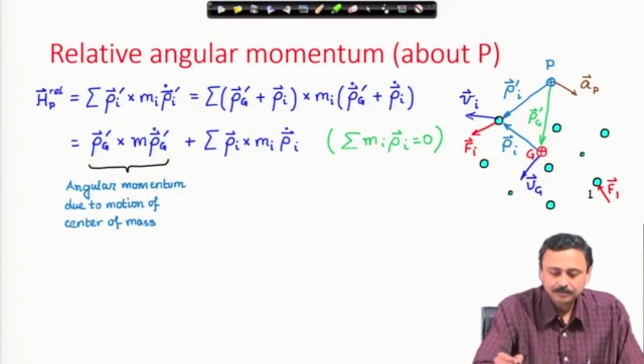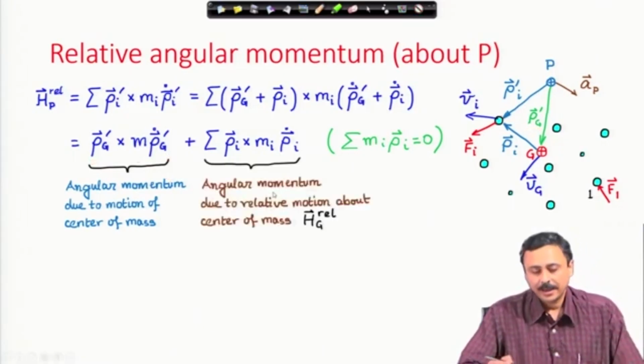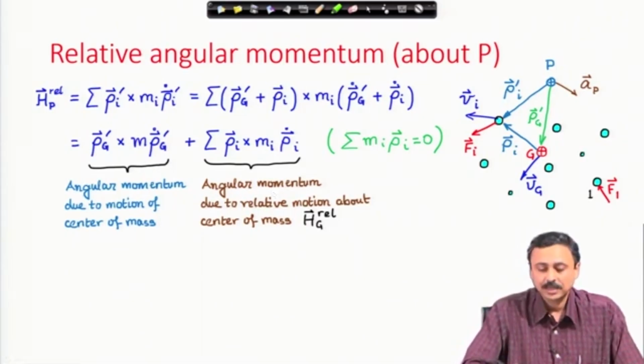The second term is nothing but the angular momentum due to relative motion about the center of mass, and this is same as Hg rel.